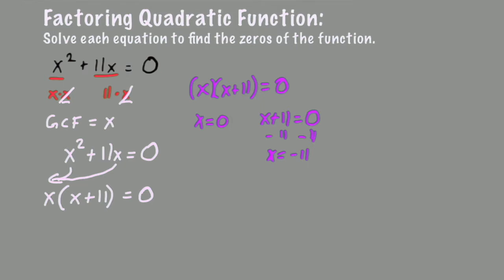Go ahead and factor that out. We'll factor the x out. We're left with x times x plus 11 equals 0. And from there, we can establish our zeros at x equals 0 and x equals negative 11.